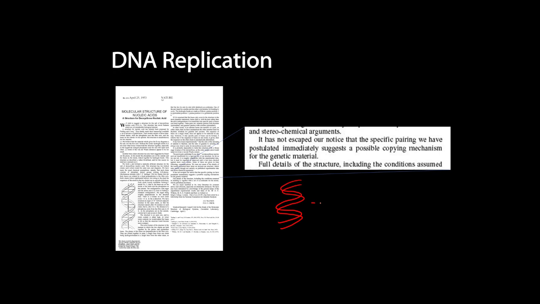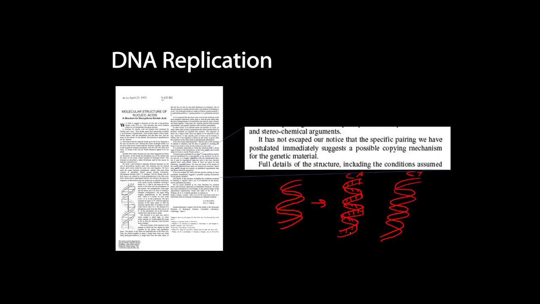Separate it. Watch this. If you separate it out, okay? Think about this. You have not lost any information, right? There's just as much information on the left and the right, because for every A, there's a T, and for every C, there's a G. And so when you separate these out, each one of these is essentially a template that you can use to build a new double helix, right? You can build a brand new double-stranded piece of DNA.